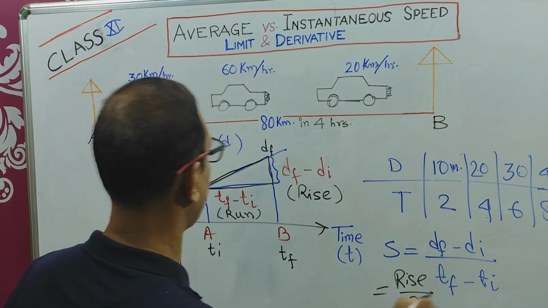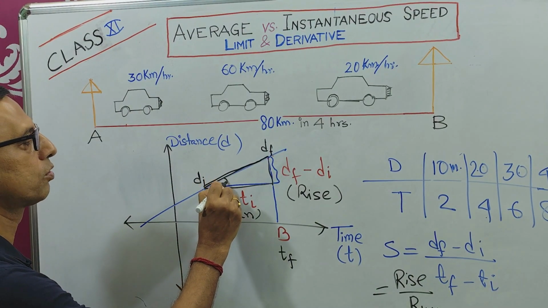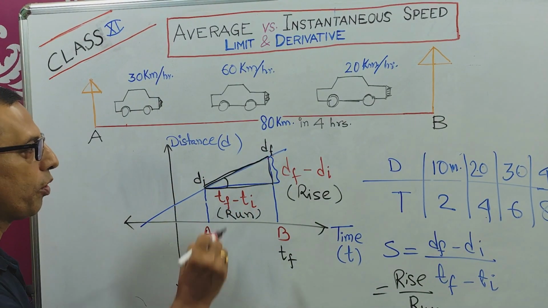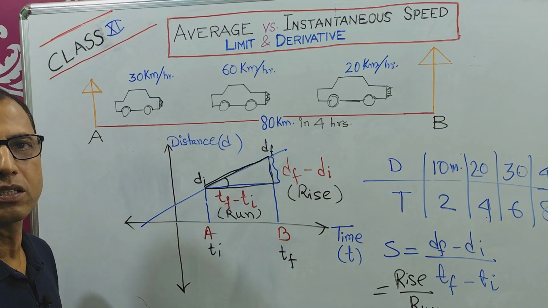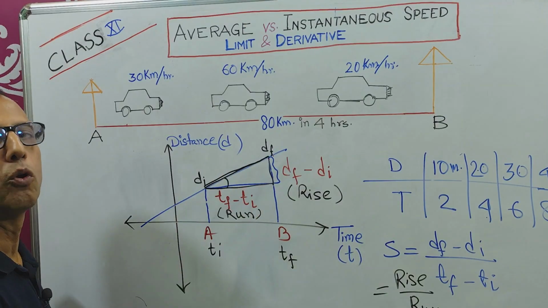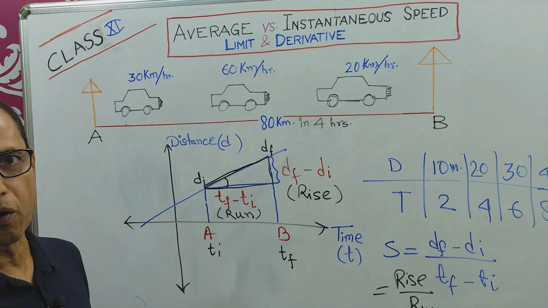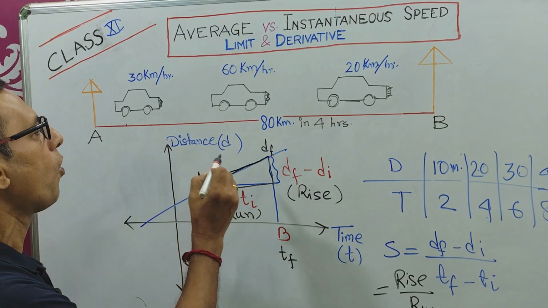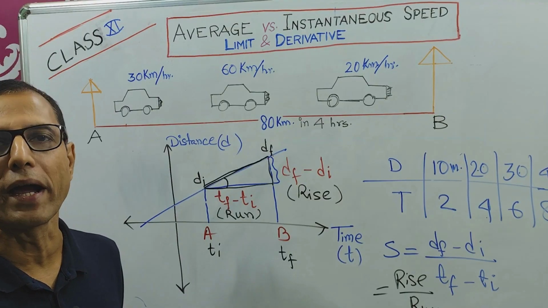This is the ratio of rise by run. So rise by run means it is actually this slope. So actually you are considering the slope between 2 points. That is how it looks for uniform speed. So whether you go for uniform speed or non-uniform speed, always you are taking the slope between 2 points.